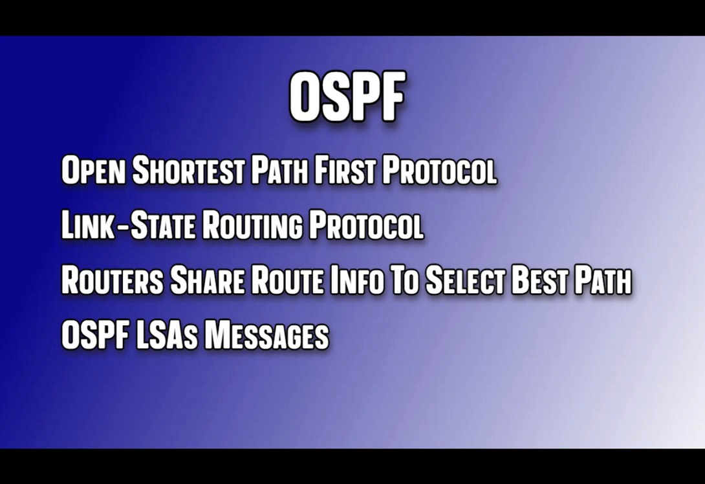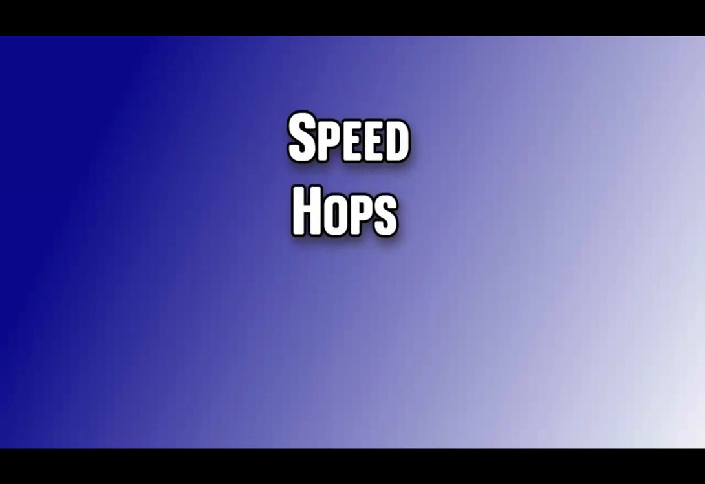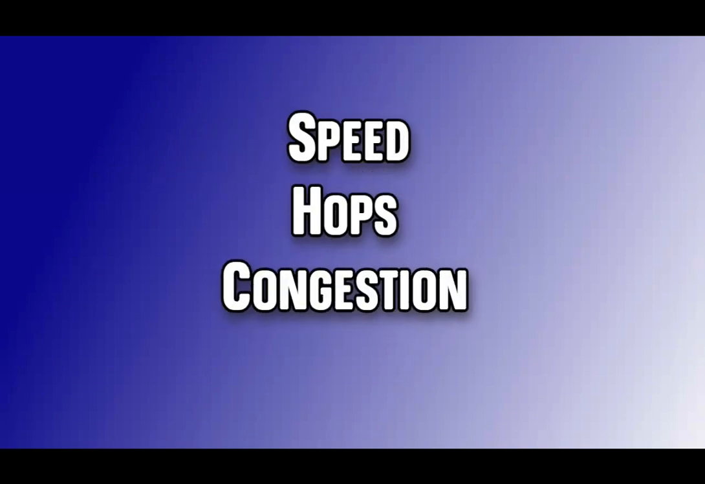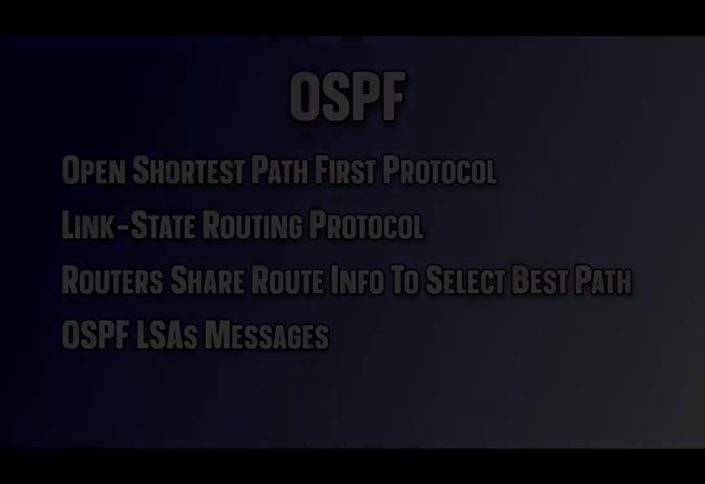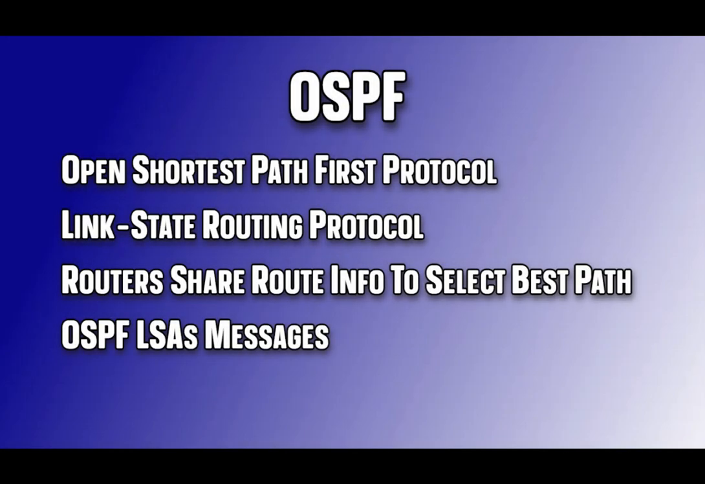OSPF helps routers do this by creating a database of all the routes that are available, and then using Dijkstra's algorithm to figure out which path is the best. It takes into account things like the speed of the connection, the number of hops between networks, and the amount of traffic on each route. When a router joins an OSPF network, it sends out a message called an LSA to all the other routers, letting them know that it's there. The other routers respond with their own messages, and together they build a complete map of the network.